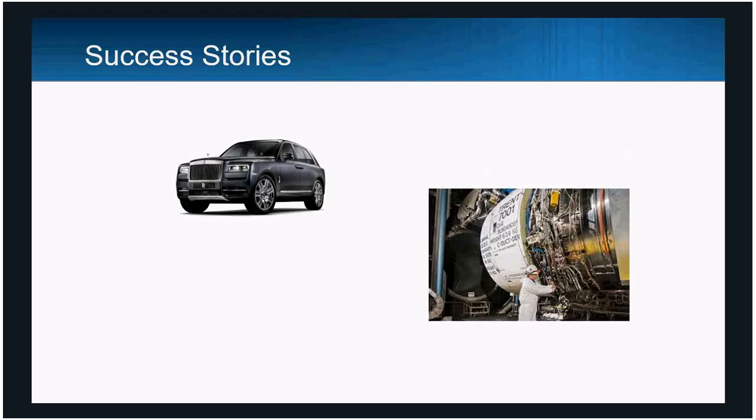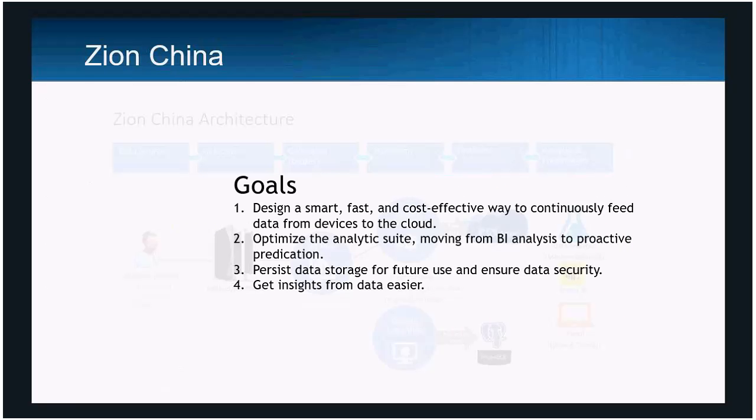And then my final success story is Zion, China. Zion, China is a mobile internet healthcare company. And what they've done is they've used Microsoft machine learning in order to improve the lives of patients with chronic diseases like diabetes and things of that sort. And they had a small set of goals that they wanted to achieve. They wanted to design a smart, fast, cost-effective way to continuously feed data. They wanted to optimize their analytics suite, and they wanted to get more insight quicker and easier.